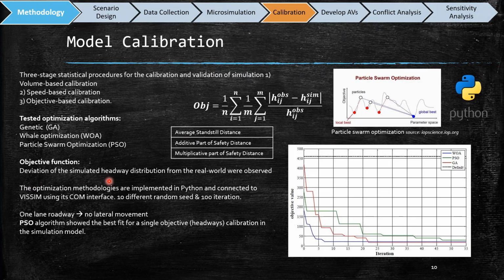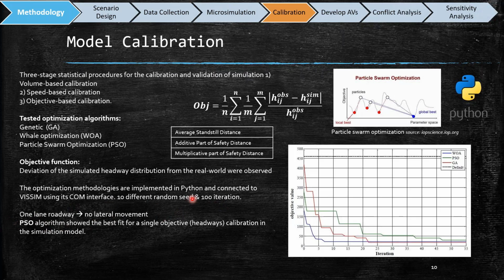So the deviation of the simulated headway distribution from the real-world observed one is what I propose here, and the optimization methodology was implemented in Python and connected to Vissim by using the COM interface. We did 10 random seeds and 100 iterations.